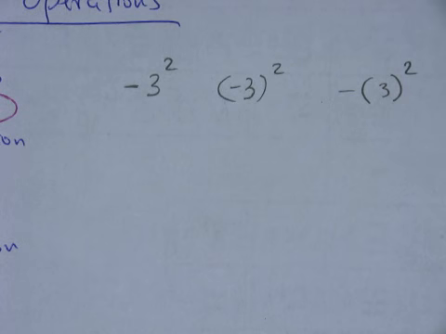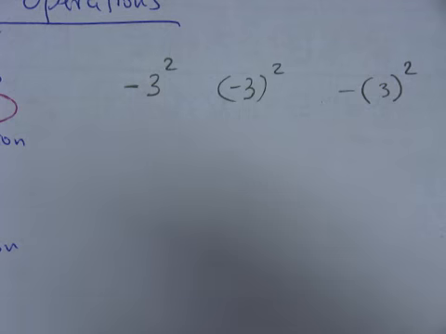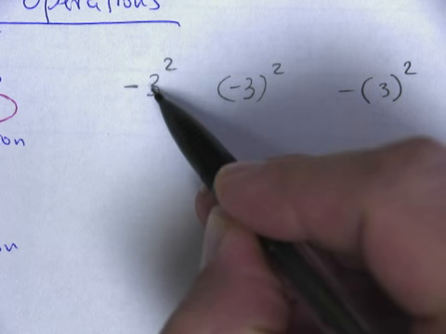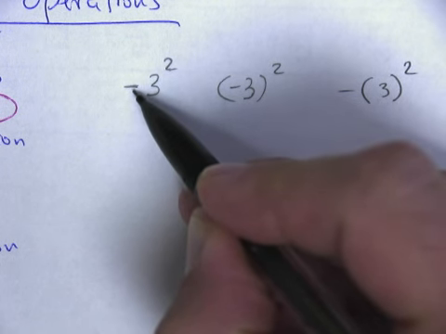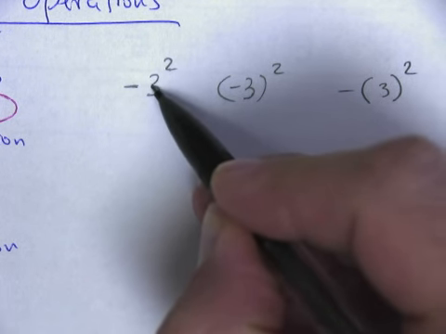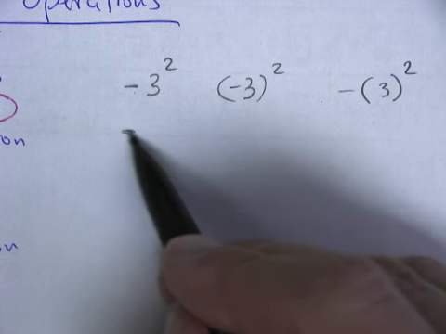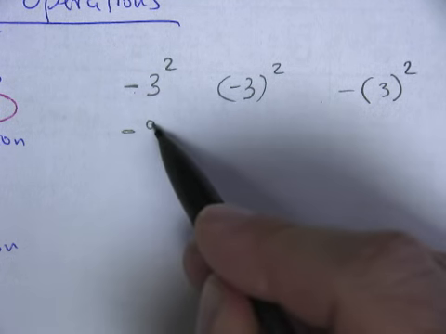And what we have to remember is this. We have to remember that when we have an exponent, the exponent acts on whatever it's directly above. And the key word there is directly. It has to act on whatever is directly above. And I think the hardest one to get in your head is the first one. It looks like this 2 acts on the 3 and the negative. But this 2 only acts on the 3. And so if it only acts on the 3, then this negative comes down unaffected. And so that would be negative 9.